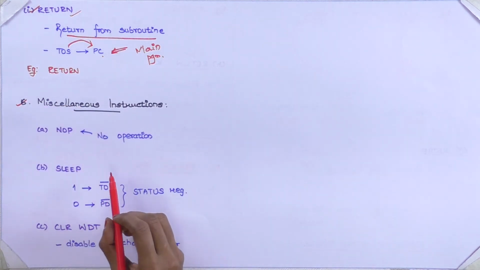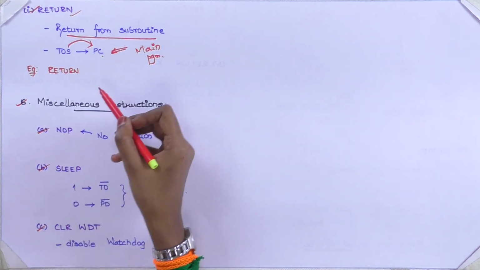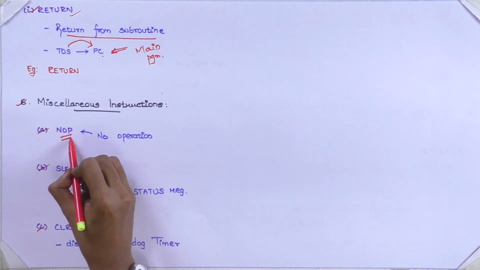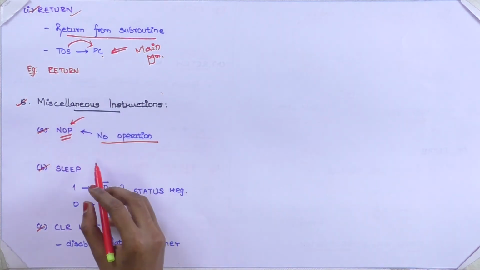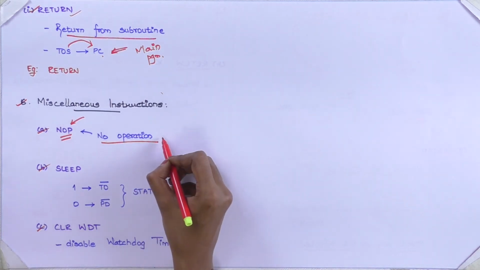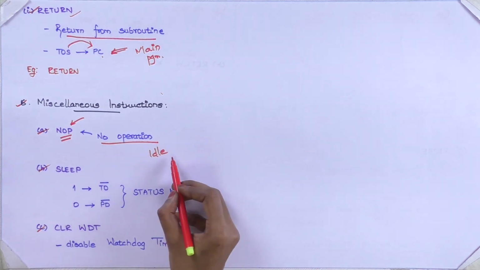The next set of instructions are miscellaneous instructions. These instructions do not fall into any of the categories that we have discussed before. The first one is NOP. NOP means no operation. When your controller executes this instruction, it does not perform any operation and will remain idle. Okay, your controller will remain idle.